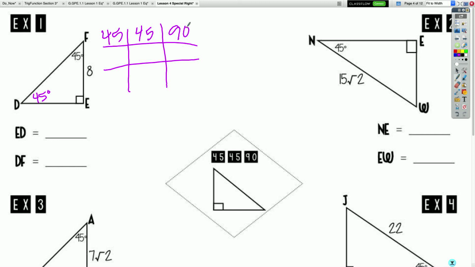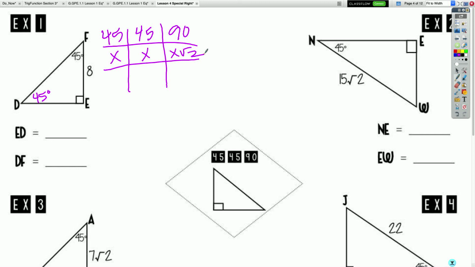Good. Don't put your X on the outside. You can double check with the front or your little side sheet if you can't remember. But it should be X, what? Very good. X square root of 2. So across from the 45s are the X, across from the 90s, X square root of 2. So we have that set up.